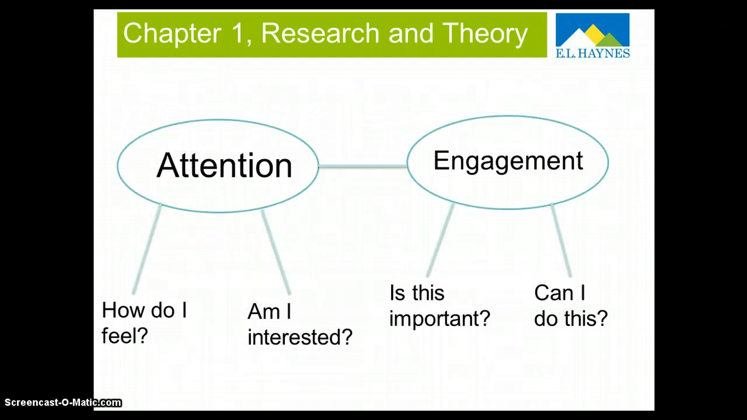The model focuses on the related constructs of attention and engagement. The authors define attention as positive answers to the first 2 questions: How do I feel? and Am I interested? Engagement is defined by positive answers to: Is this important? And can I do this?